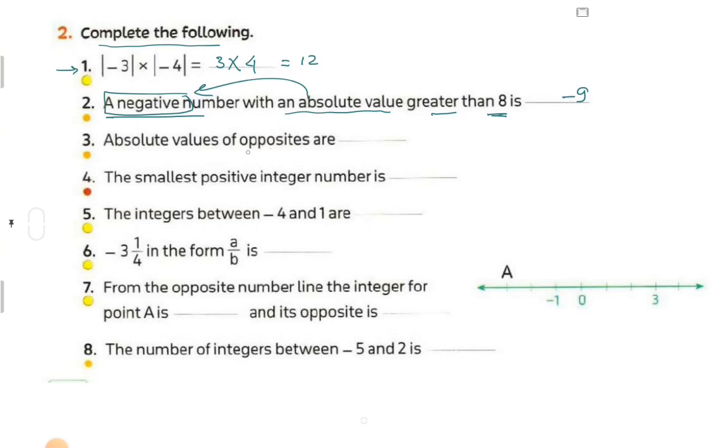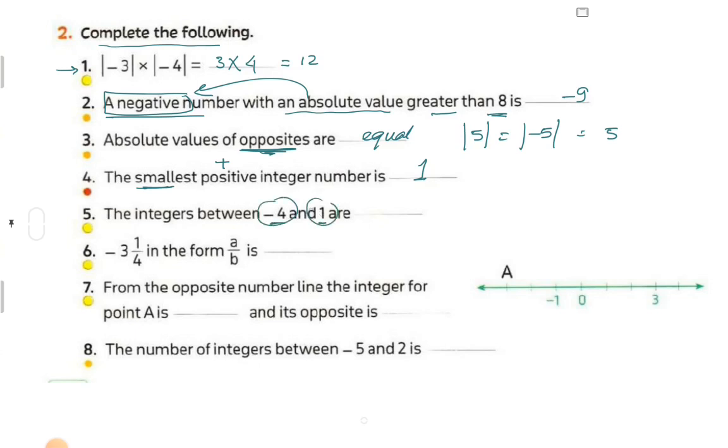Absolute values of opposites. For any opposites, the absolute values of each other are equal, like 5 and negative 5. They all equal 5. The smallest positive integer. Positive integers start from 1 and go on to the right of 0. So it's just 1.